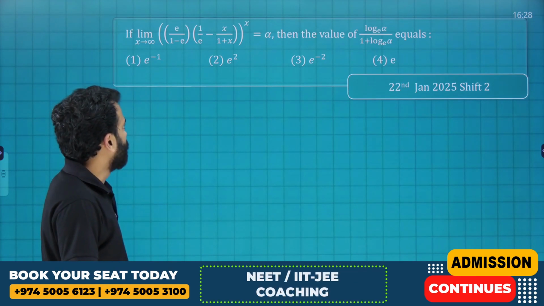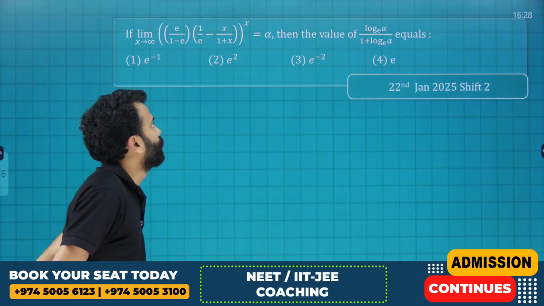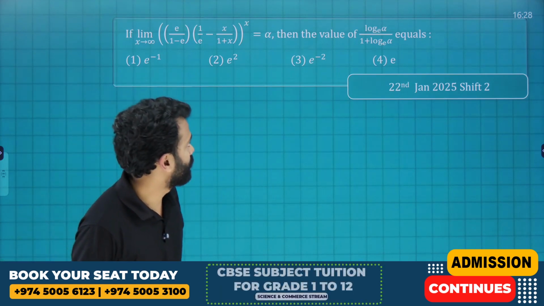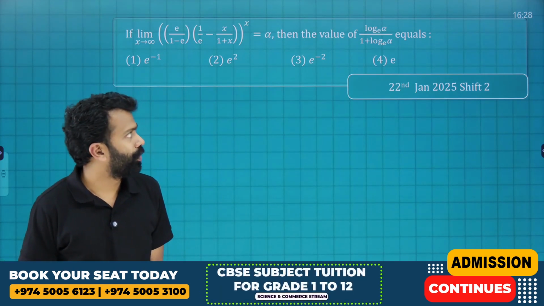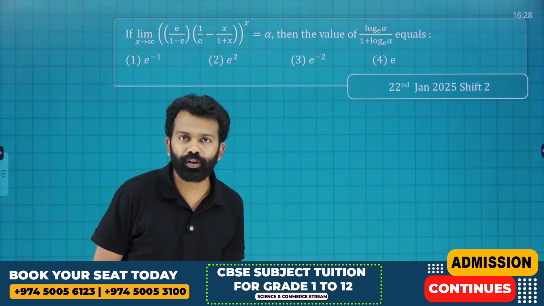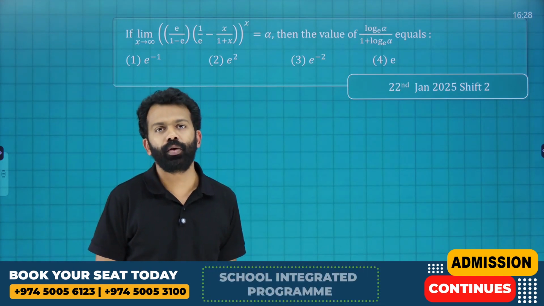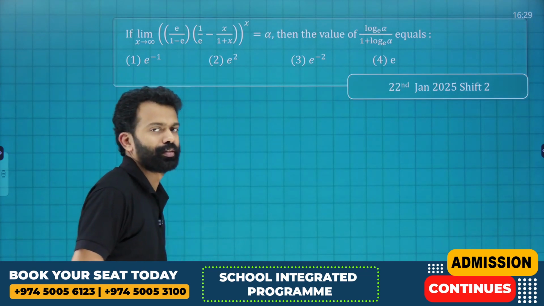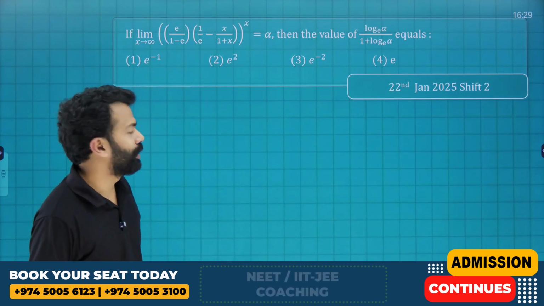And limit x tends to infinity, (e/(1-e))·(1/e - x/(1+x)) the whole raised to x is equal to alpha. Then you need to find the value of log alpha to the base e divided by 1 plus log alpha to the base e. So how are you going to do this one? Let's evaluate the limit first.